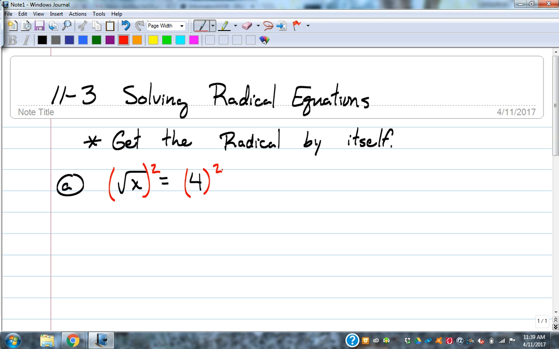And then on the left side, the side that the radical is on, it just goes away and it's just x. And then on the right side, what's 4 times 4? And you've solved it. That's the answer. It's just going backwards. Yes, it's just going backwards. That's exactly right.